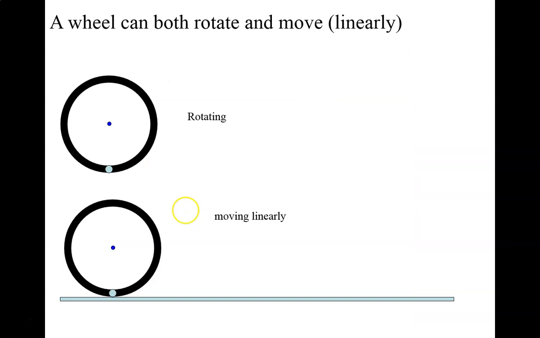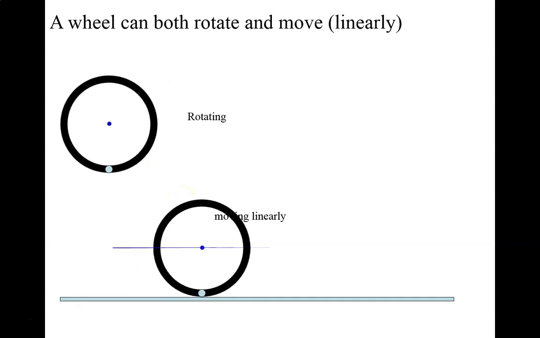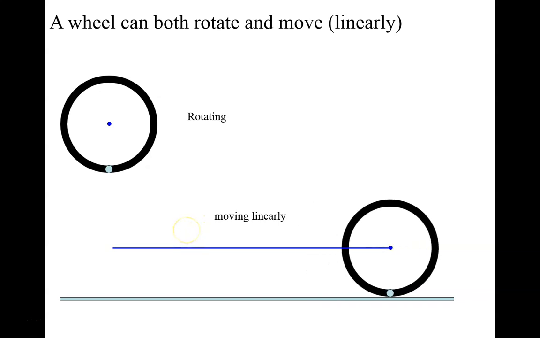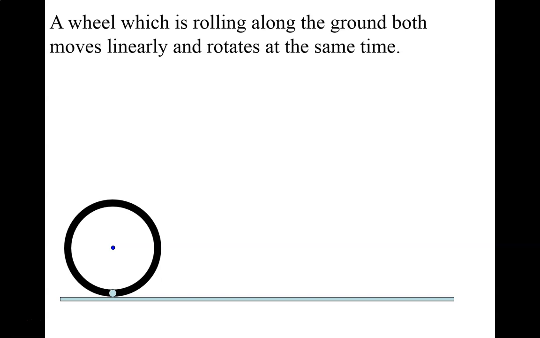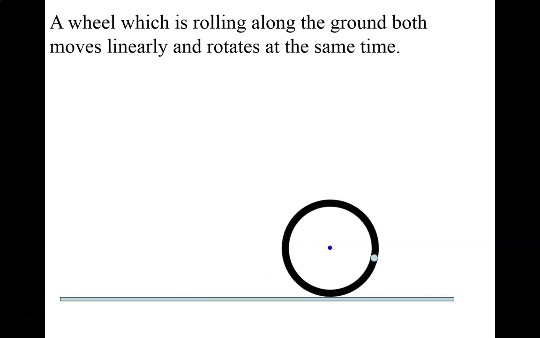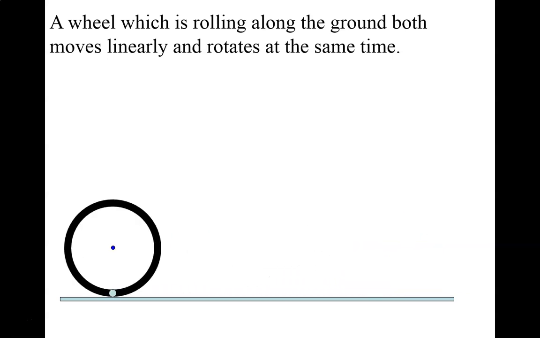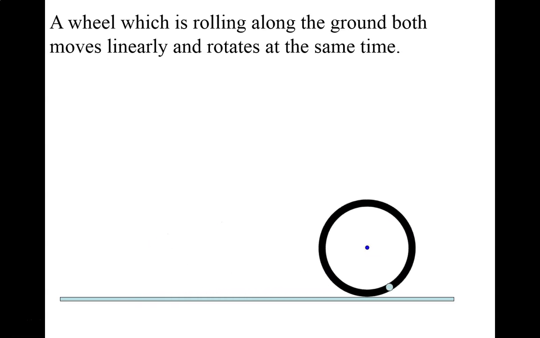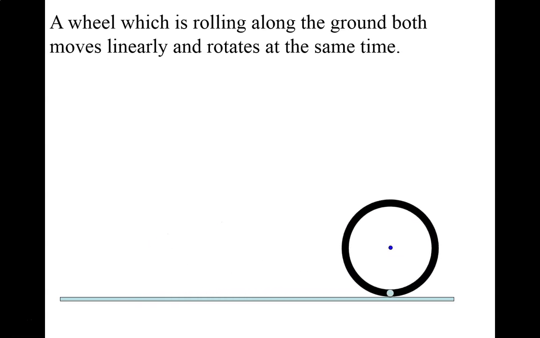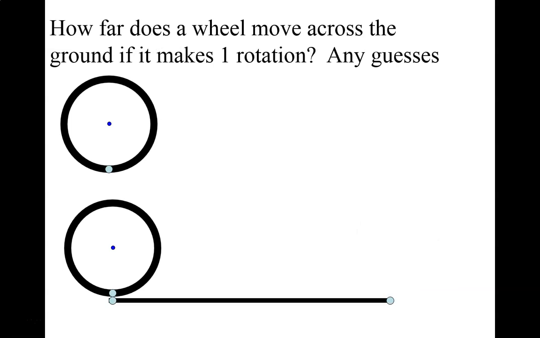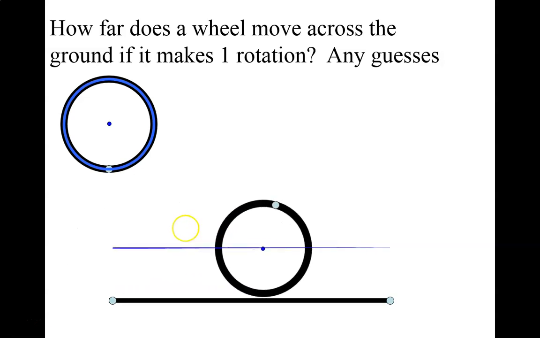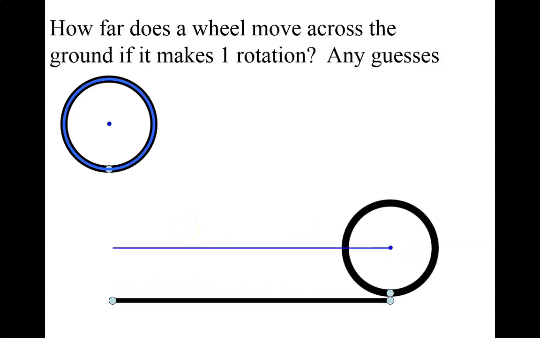All right. So a wheel can both rotate and move linearly through space and time. A wheel which is rolling across the ground does both at the same time. It's rotating and moving through space and time. So if a wheel makes one rotation, how far will the wheel have traveled? How far will the center point of the wheel have traveled?